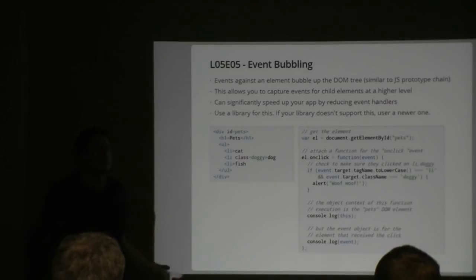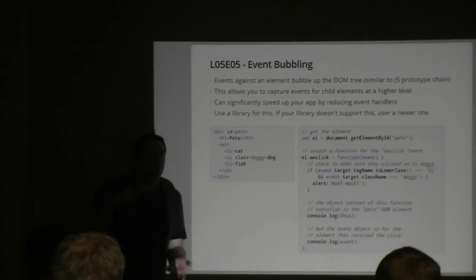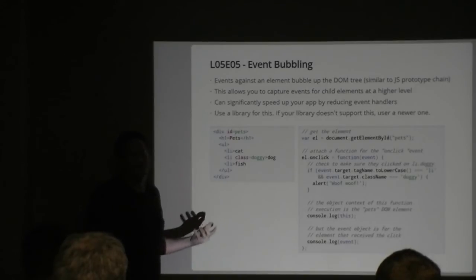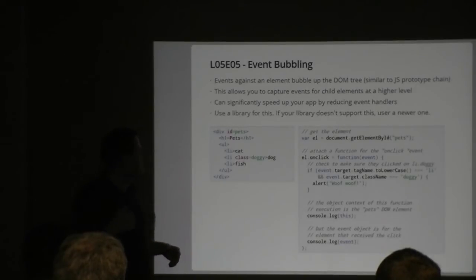So you can attach to the body tag. You can attach onclick alert, and then anywhere on the page someone clicks, it will alert them. Don't do that, please. But that's how it works. It bubbles up to the top. And if it doesn't find anything, it doesn't do anything. So this is real similar to the JavaScript object chain. Can you guess why they're similar? There's a reason for that.